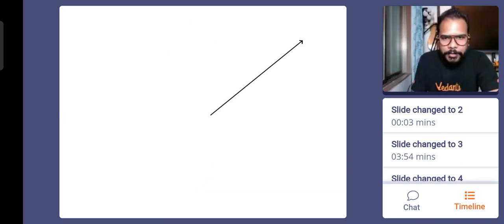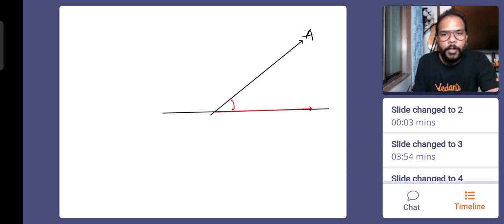Say you have a velocity vector, and say there is another vector in this direction. The question is asking you to find the component of the velocity parallel to this vector. That means if you have this vector A, the question is asking you to find the component of this vector which is along this direction. How do we do that?